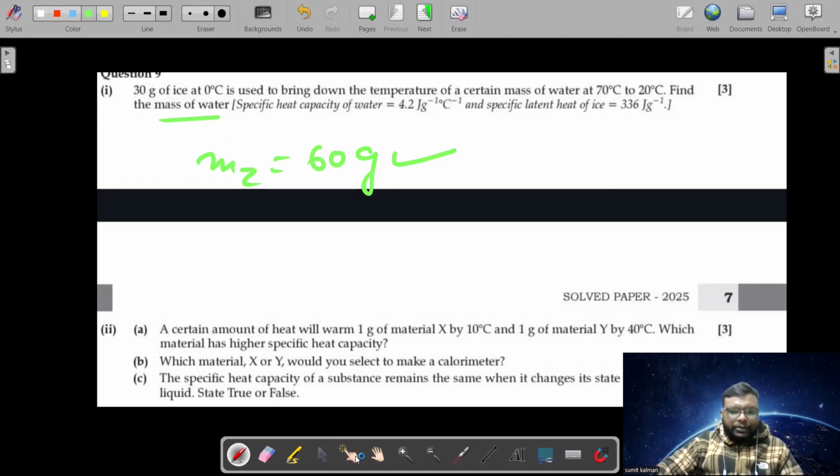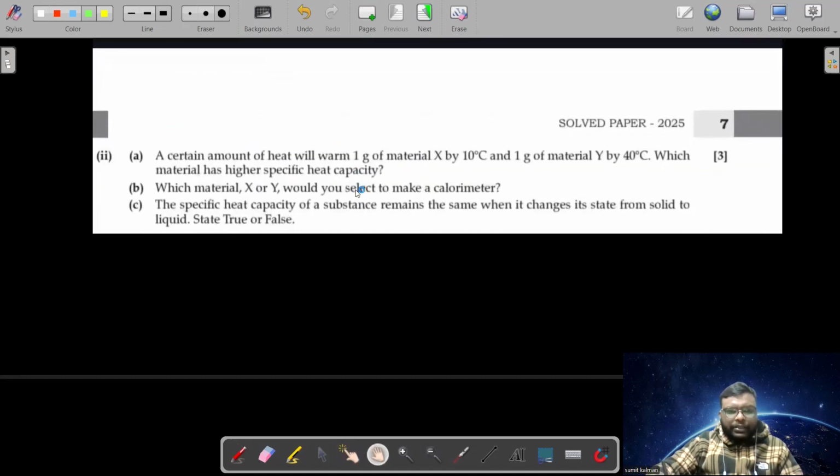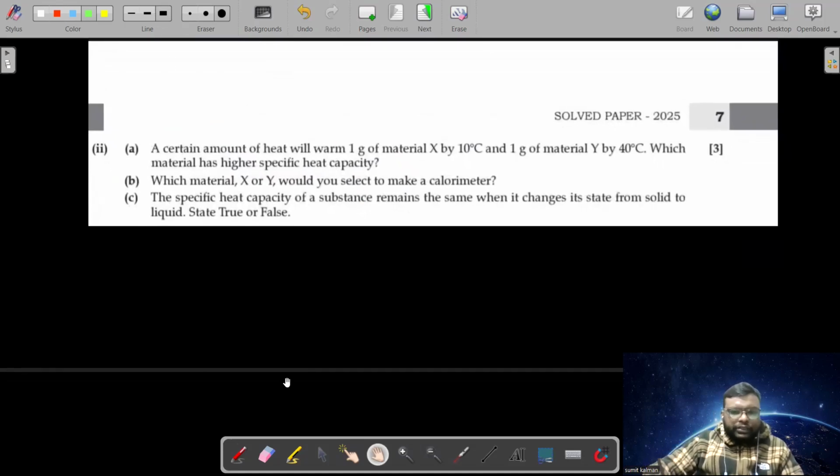Now come to the second part of the problem. What is the second part? Just see. Here the problem is: a certain amount of heat will warm 1 gram of material X by 10 degrees Celsius and 1 gram of material Y by 40 degrees Celsius. Now in the problem, they are asking which material has higher heat capacity. So this is a very simple problem, a little bit tricky one. Here we will just apply the concept of specific heat capacity and nothing else.